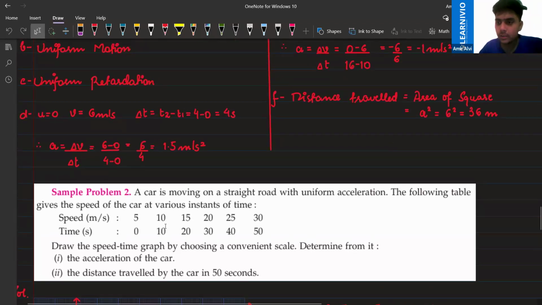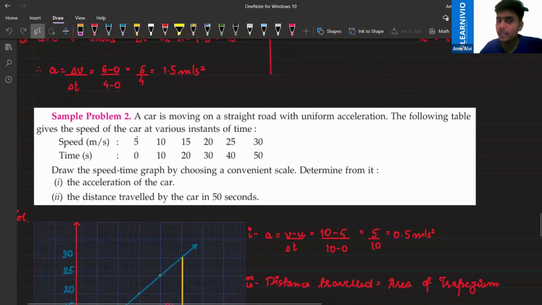So you can just do 30 minus 25 divided by 5 minus 0. To use y2 minus y1, Harshita, you can just choose any two consecutive values. There is no need to choose any random value. You can take any value. It could be 10 minus 5, it could be 15 minus 5. You just need two consecutive values to calculate the acceleration.